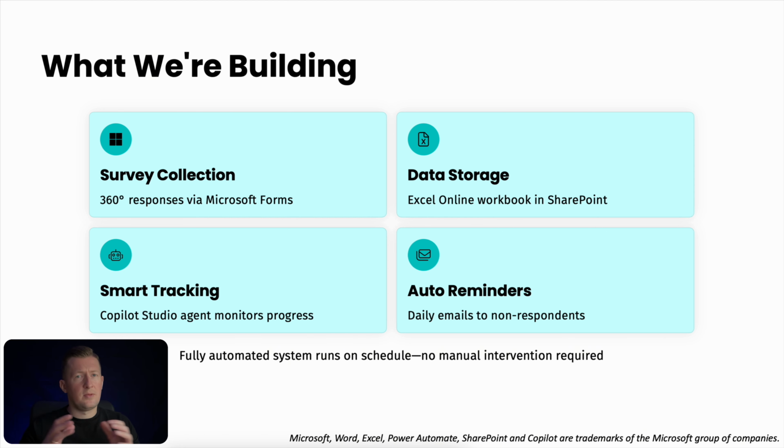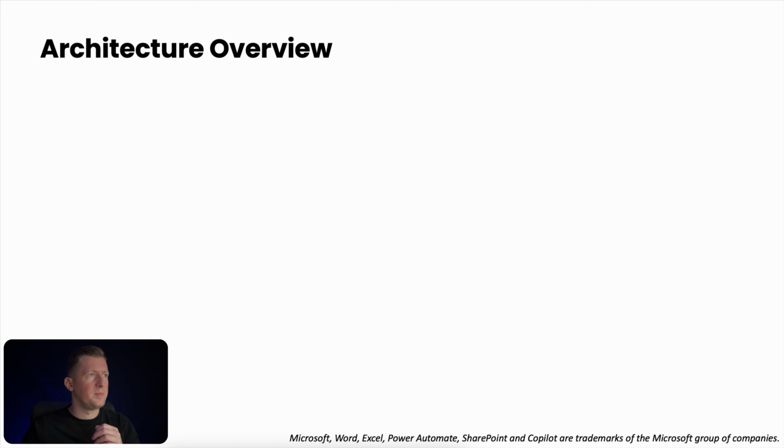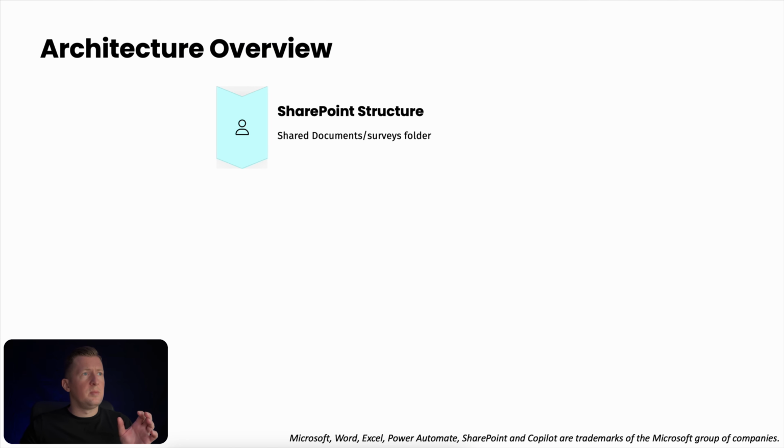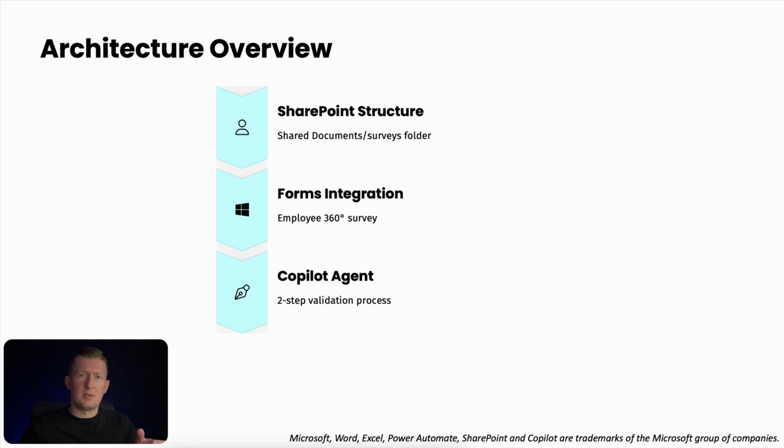The target is to have a fully automated system that is running on schedule. That means every day at 8 a.m. the reminders are going out, for example. The architecture, how we can build it up. We are building a SharePoint structure in the beginning. That's how we are starting, creating the online database, then integrating to the Excel Online the forms. After that, creating the Copilot agent and setting up the daily automation.